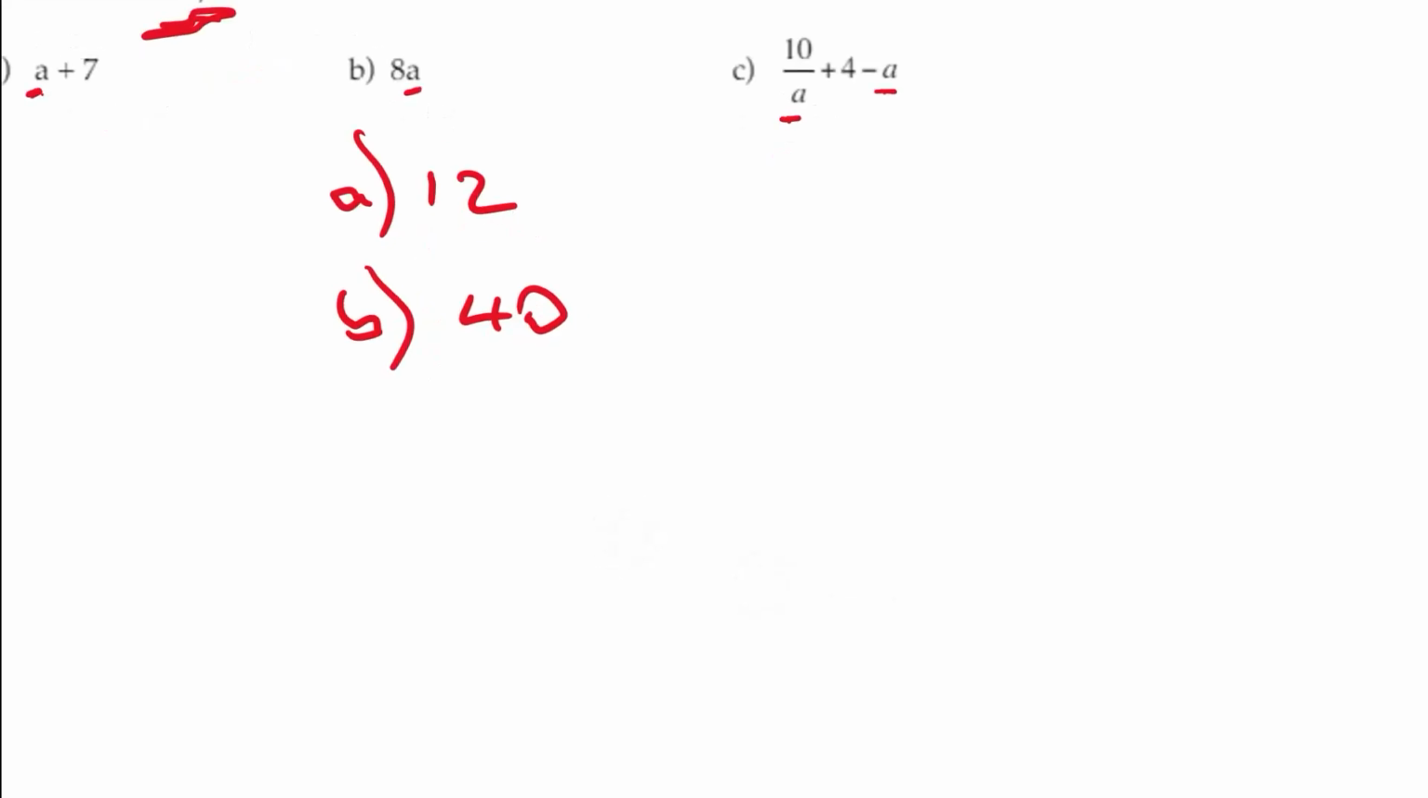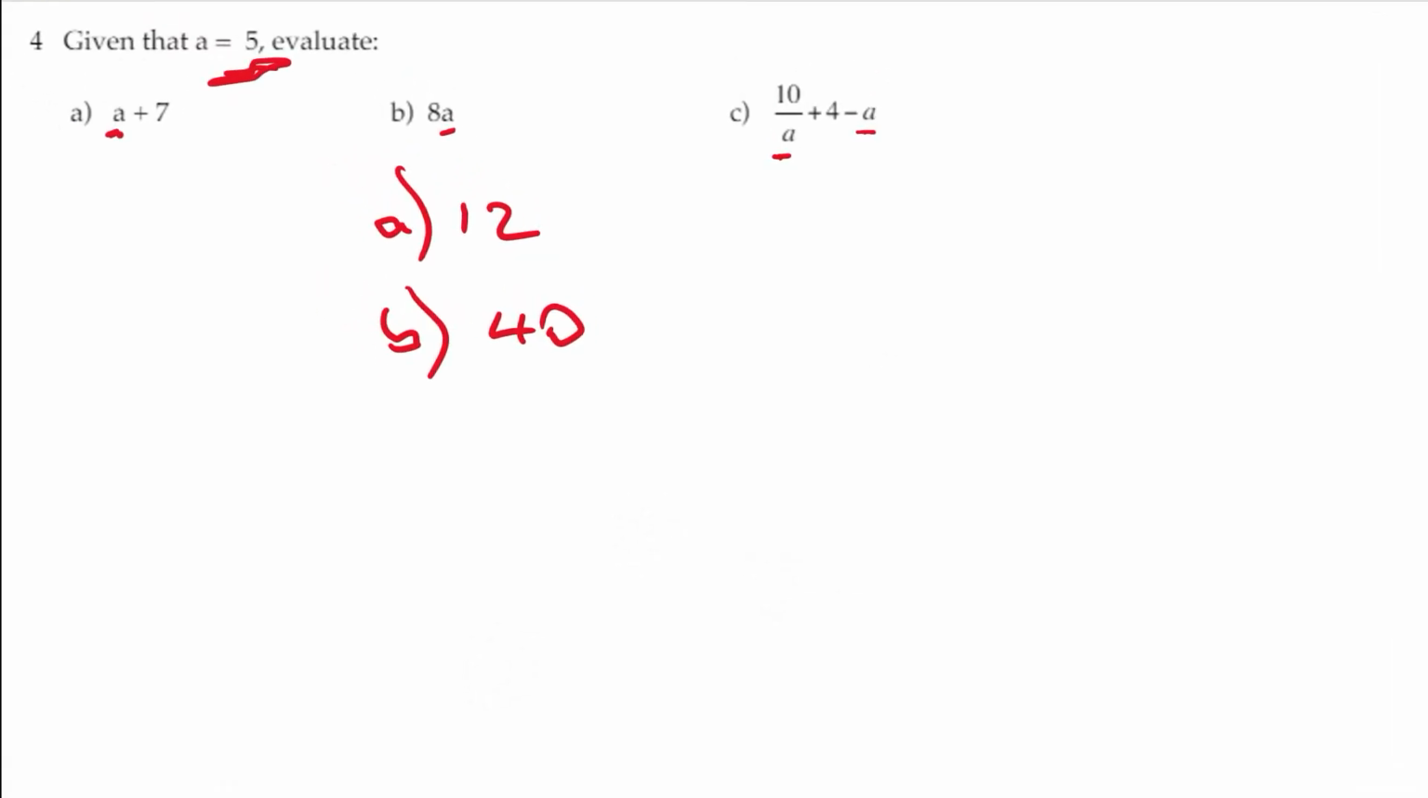I really don't know what's up with my computer at the moment, but we have C, and D divided by A is D divided by 5, so that's 2. So 2 plus 4 is 6, minus A, so minus 5. Answer is 1. So just to recap the working there, we had 10 divided by A, but A is 5.